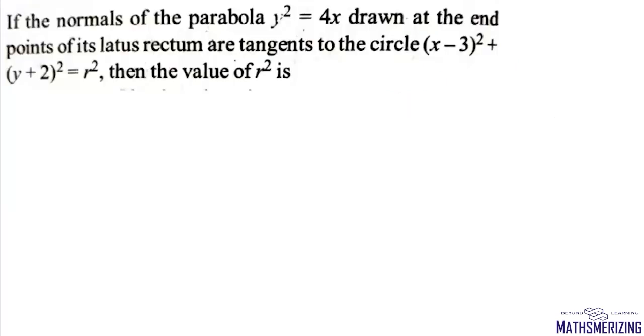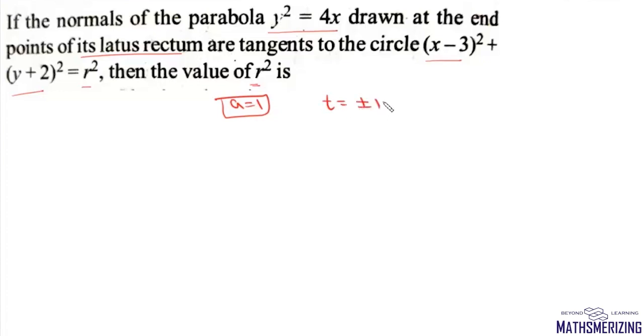Now the question is, if the normals to parabola y square equals 4x drawn at end points of its latus rectum are tangents to circle (x minus 3) square plus (y plus 2) square equals r square, then the value of r square is. Now we know that for this parabola, value of a is 1, and we also know that for end points of latus rectum, value of t is plus 1 or minus 1.